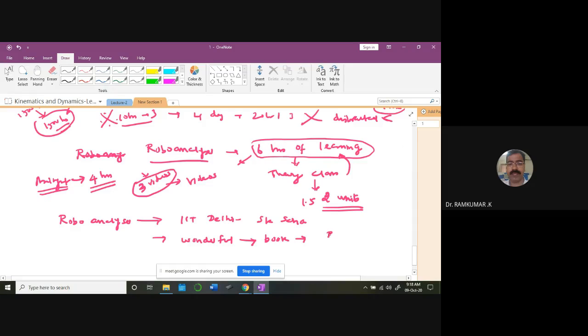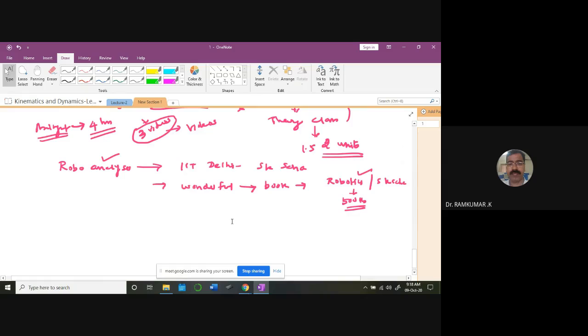Just type robotics S.K. Saha, you get the book. I think you have to buy it. It will come around 600 rupees, 500 rupees. Check it out. It's an excellent book. With Robo Analyzer software, it is neatly explained also. So that is one book I can suggest. That is another book I can suggest for my subject.